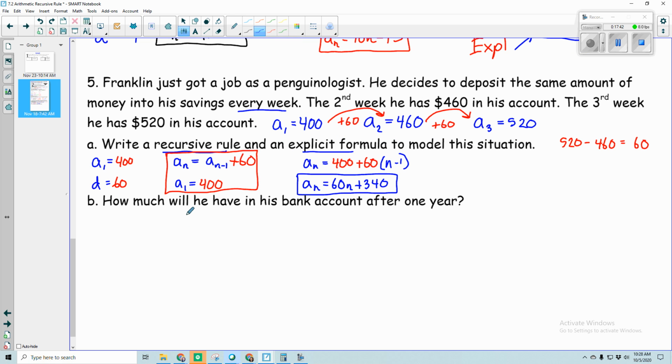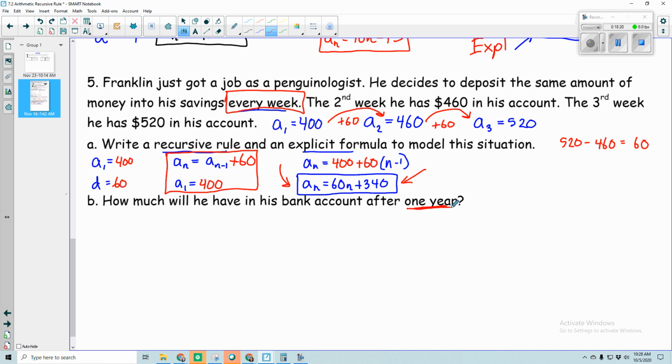So how much is this guy going to have in his bank account after one entire year goes by? Okay, I get to decide which of these formulas is better to use. Remember, we've been talking about how recursive rules are no good. They take way too long to figure out the answer. So I'm preferably going to choose the explicit formula. This is way better. So let's see. He's depositing money into his savings account every week, and he's putting $60 in after every week that goes by.